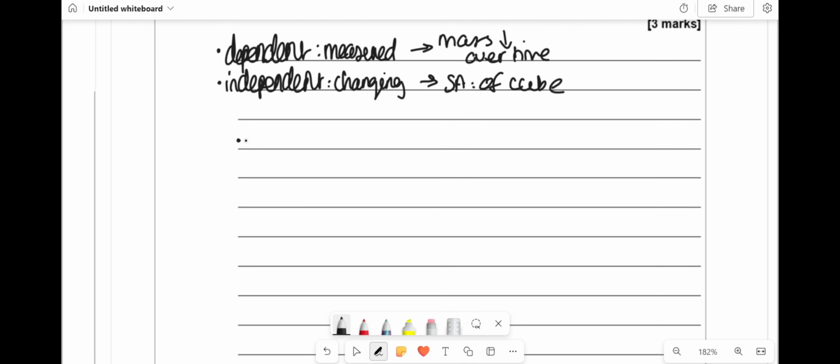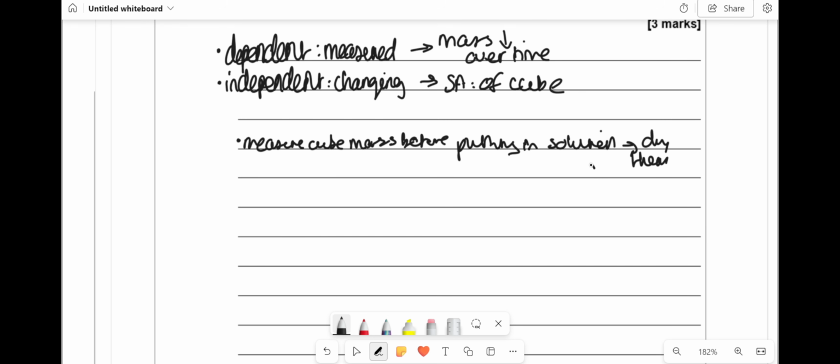So you need to measure the cube mass before putting in the solution. And then you should think, okay, well, what could go wrong? What could screw this up? What can I control? Well, you should dry them as well beforehand to remove excess water with light paper towel. Then, once you've dried them, you're going to put them in a sucrose solution. And then you need to think, okay, well, what do I need to control?